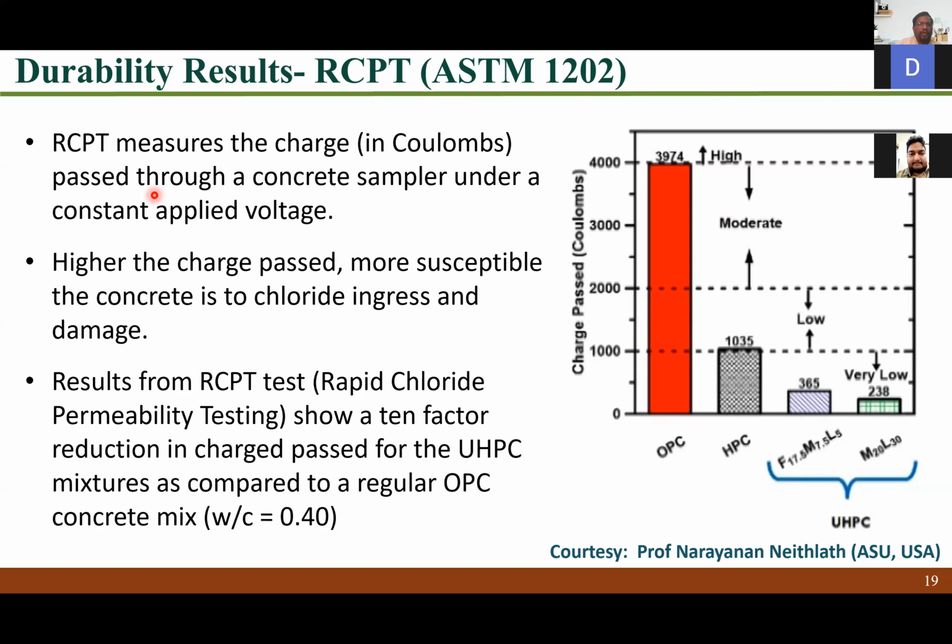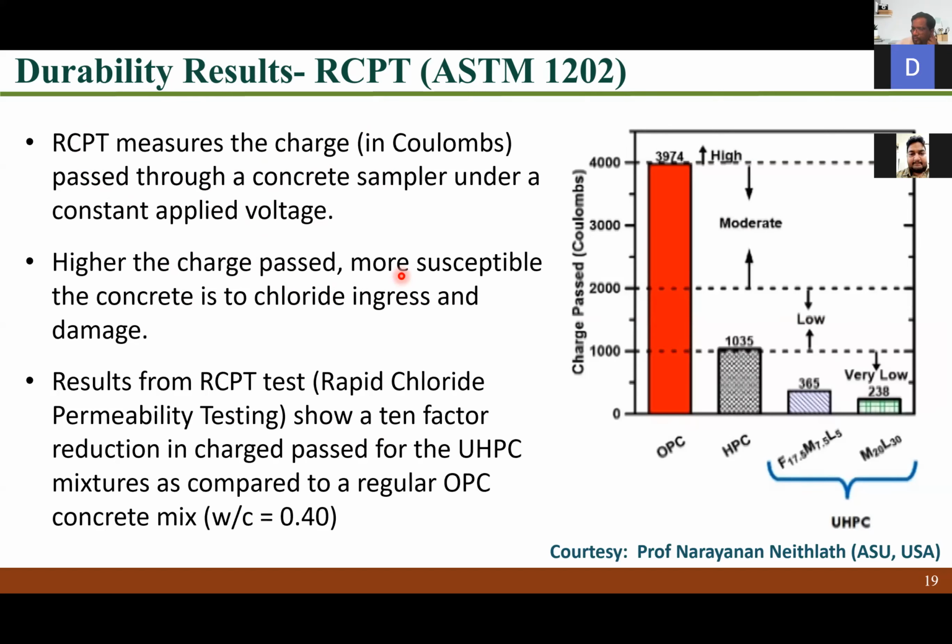One of the quickest tests that we do is the rapid chloride permeability test, the RCPT test. Basically, the RCPT test measures the charge that is passed through a concrete sample under a constant applied voltage. The higher the charge passed, the more porous the concrete is, allowing chloride to ingress and create damage.